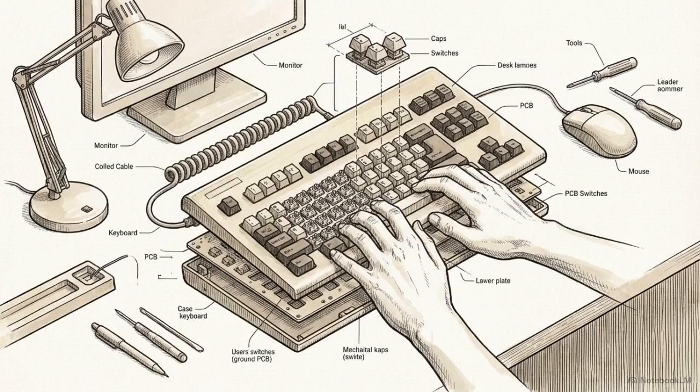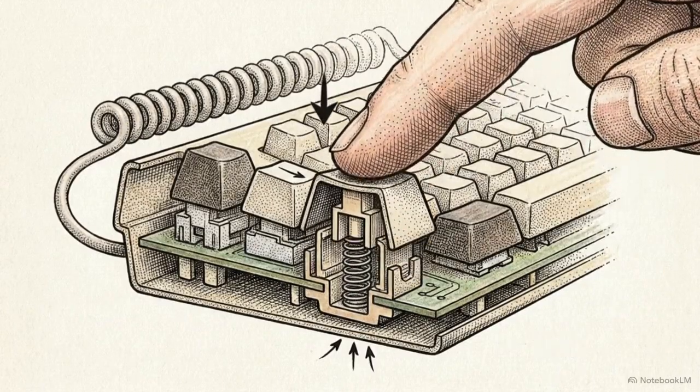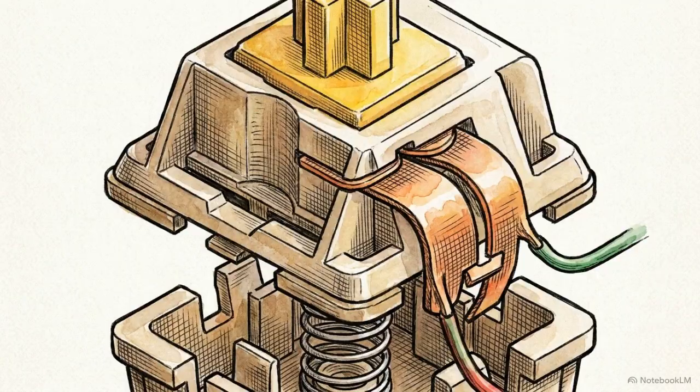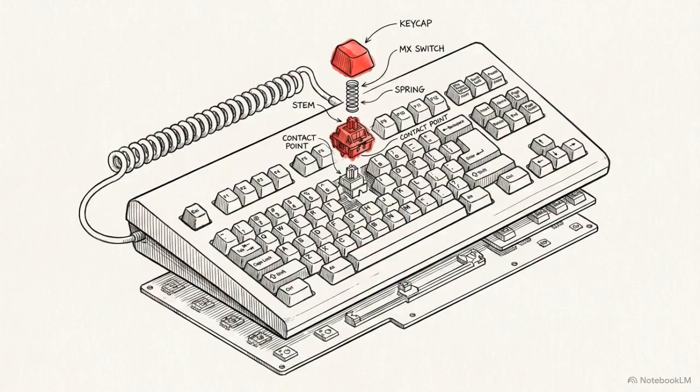Think about what happens when you sit down at your desk to type. You reach out, press a single key on your keyboard, and you don't even have to think about it. The very second your finger pushes down, that exact letter pops up right there on your monitor. It feels instant. In computer science, this action is called input.